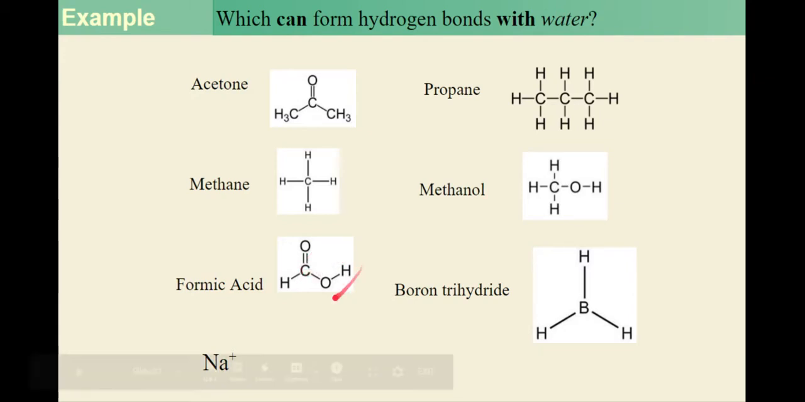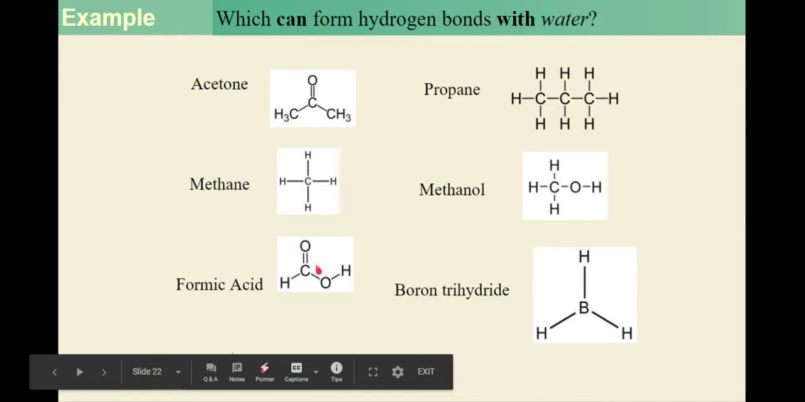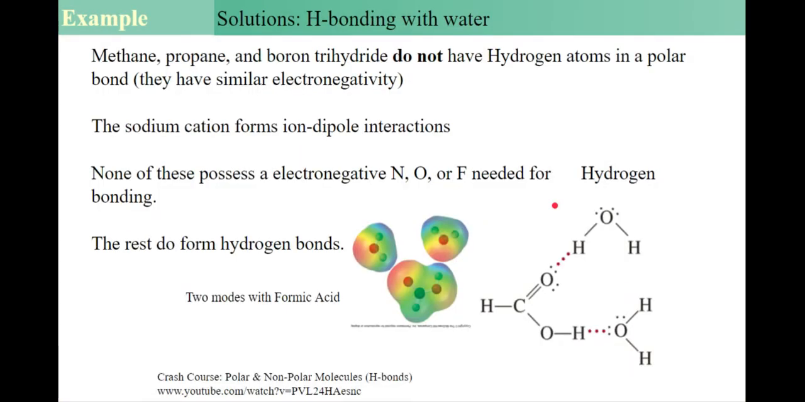Same with formic acid. So really there's three different points. This oxygen, that oxygen, and this one on the hydrogen. All of those three spots could form hydrogen bonds with water, but not this little hydrogen here because it's on a carbon. And BH3, that's also another no, because it does not have nitrogen, oxygen, or fluorine. And so here are some of the answers if you weren't listening or you just want to read it.